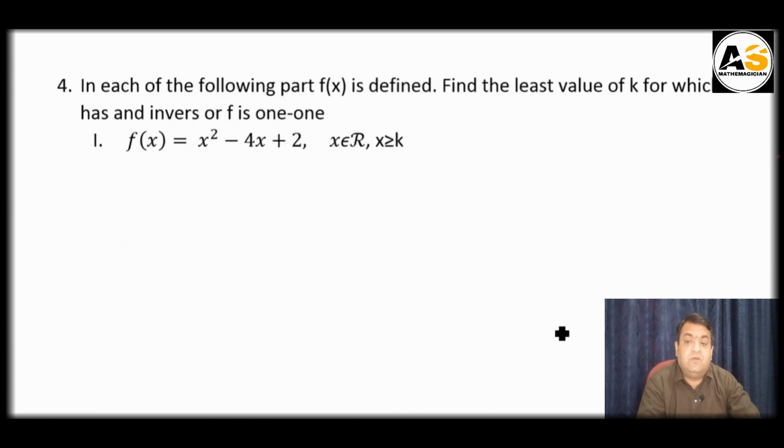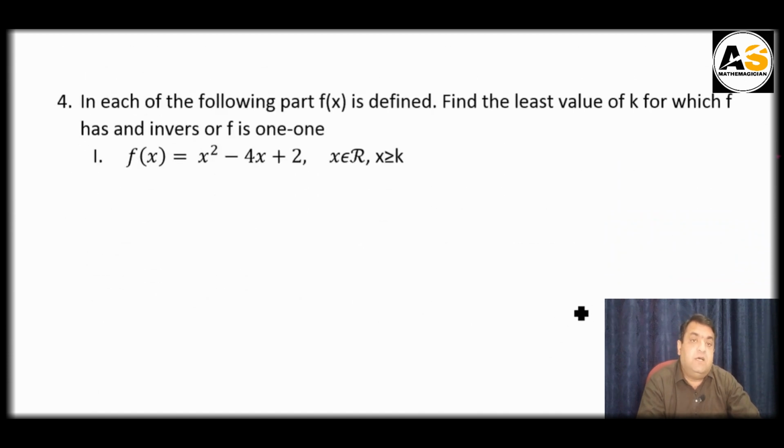So in this question we discussed the range of the quadratic polynomial. Very important. It will be very beneficial when we move to our past year exam questions. Now, question number 4. In each of the following parts, f of x is given. We have to find the least value of k for which the function has an inverse, or f is 1-1.